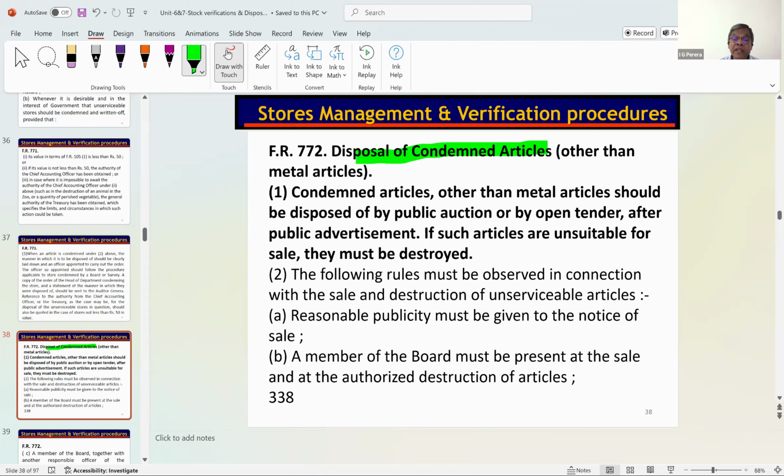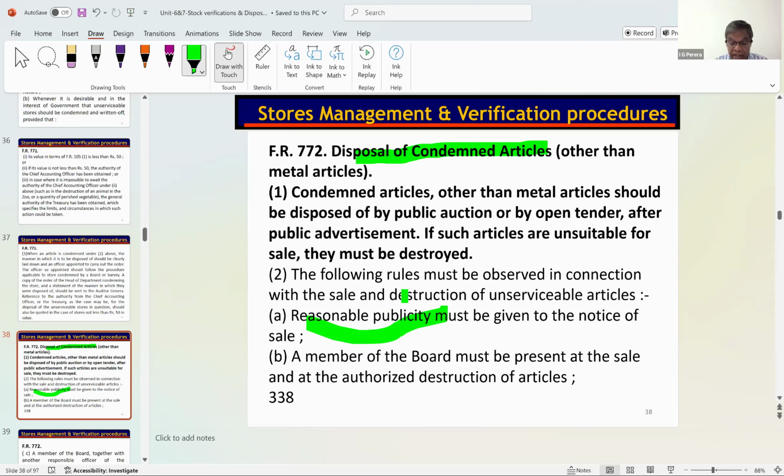What happens to the metal articles then? Because now this must have been changed actually. The metal articles you should be sending maybe to the government factory. Those days maybe to Oruwala steel factory for melting and for reuse. So reasonable publicity must be given for all these.